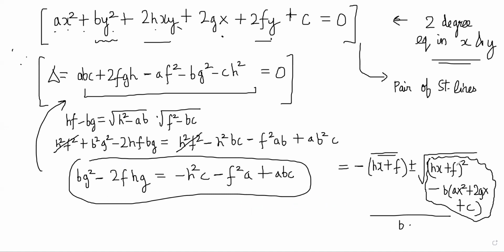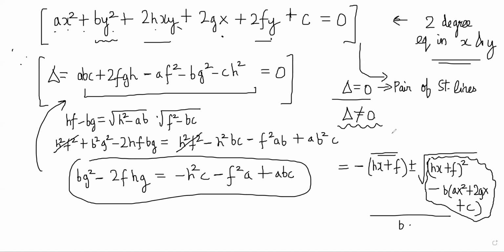If the square root is a perfect square, it will come out as a linear term and you will get two different line equations. So this is the basic condition: del is equal to 0 for a pair of straight lines. But if del is not equal to 0, there are many other possibilities after that.